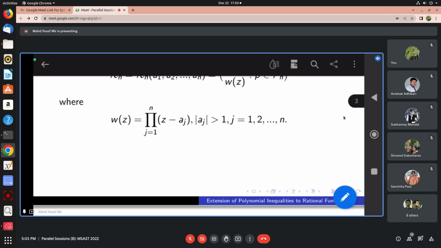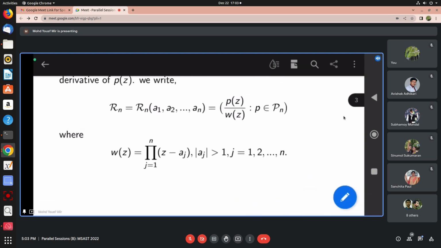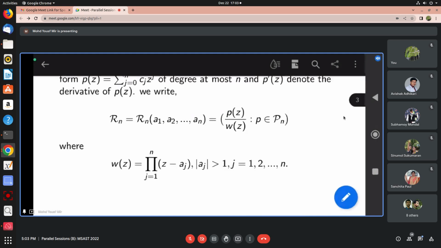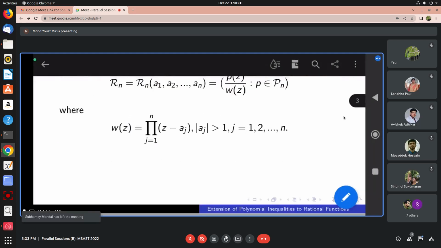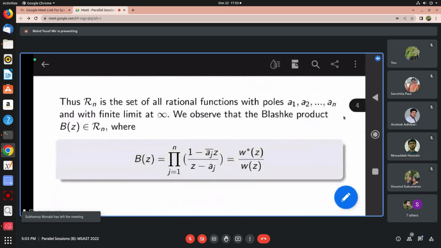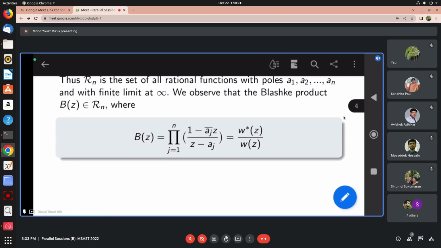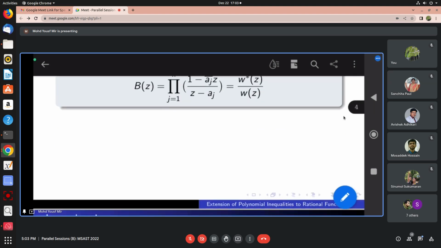Please note that all the poles lie outside the unit disk, so we have mentioned that the modulus of a_j is greater than 1. Otherwise, we will not be able to define this rational function, because if these poles lie inside, it may not be defined at some point. Thus, Rn is a set of rational functions with poles a1, a2, up to an, and with finite limit at infinity. We observe that the Blaschke product B(z) belongs to Rn. That means the Blaschke product is also of the form P(z) by W(z), so B(z) is also one of the rational functions.